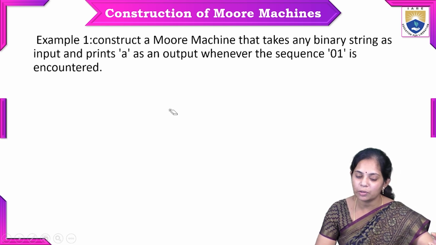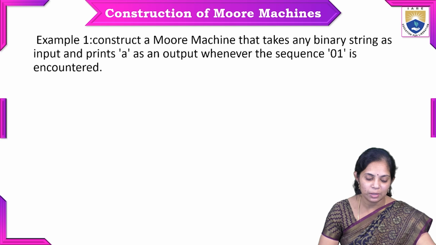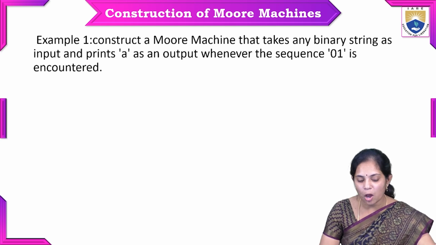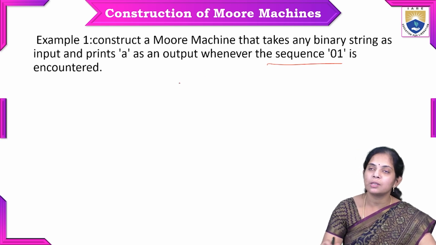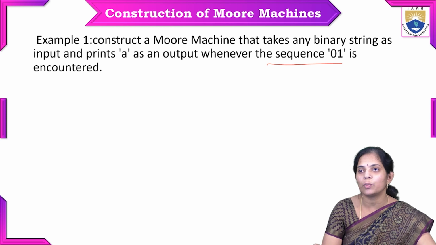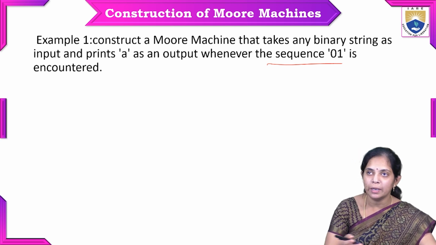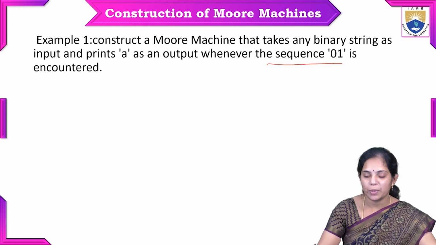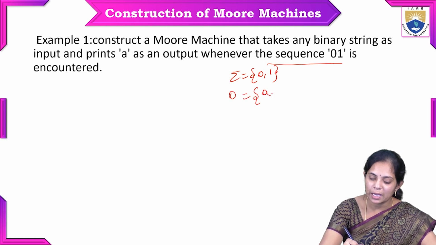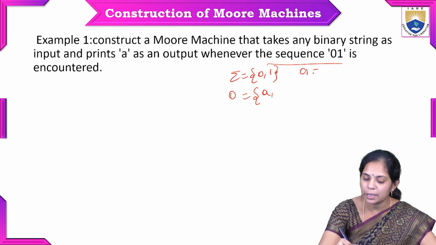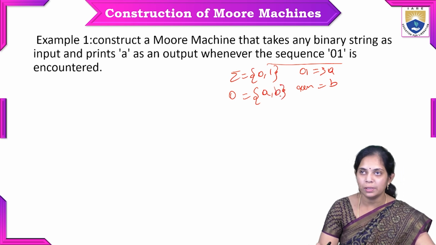What is the example we have taken here? A binary string as an input, and it prints A as an output whenever the sequence 01 is encountered. This example we have already discussed in the Mealy machine. When you encounter the sequence 01, it has to print A. So what is the input symbol here? 0, 1. And what is the output symbol? Here the output symbol is A whenever we encounter 01, and for the remaining all, it has to print B. So we are taking two input and two output symbols.